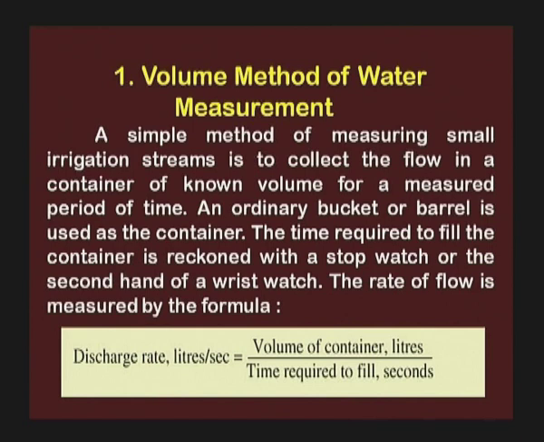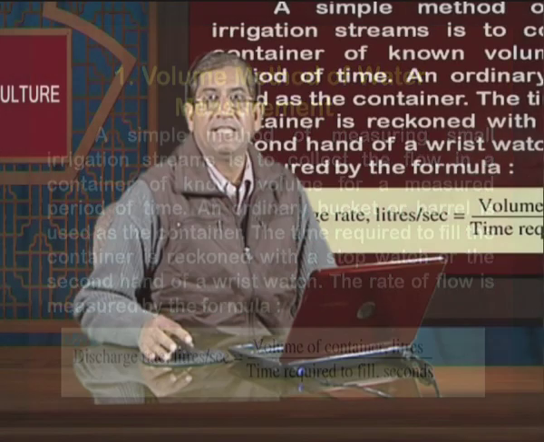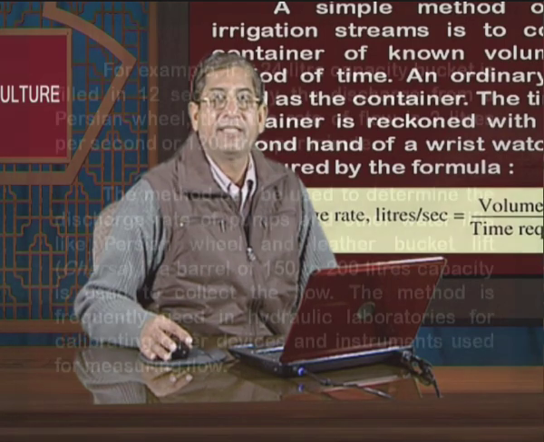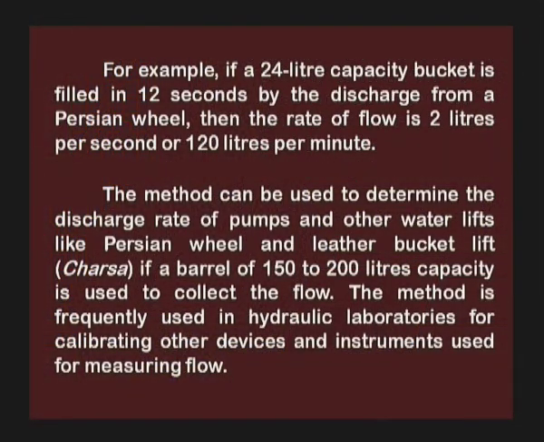The rate of flow is calculated by the formula: discharge rate in liters per second is equal to volume of container in liters divided by time required to fill in seconds. This method is very simple and easy, and in hydraulic laboratories it is used for calibrating other devices. For example, if a 24-liter capacity bucket is filled in 12 seconds by the discharge from a Persian wheel, then the rate of flow is 2 liters per second or 120 liters per minute.